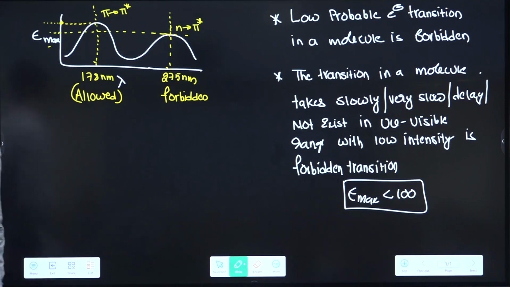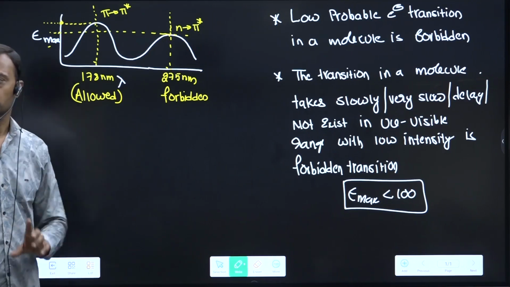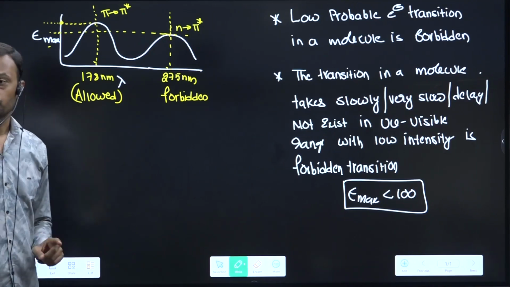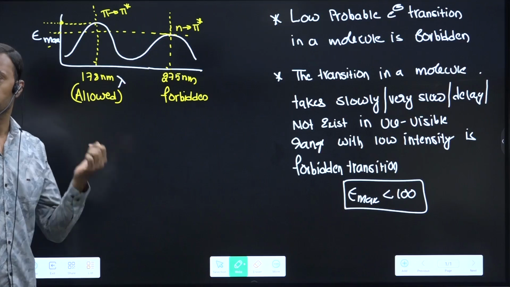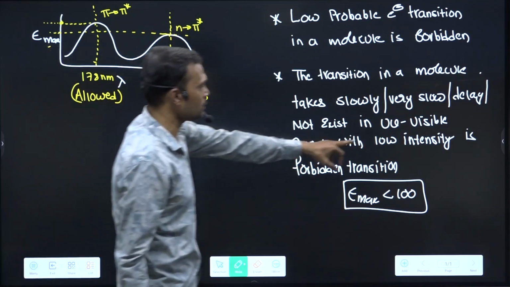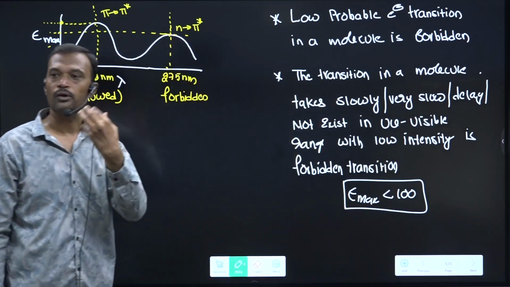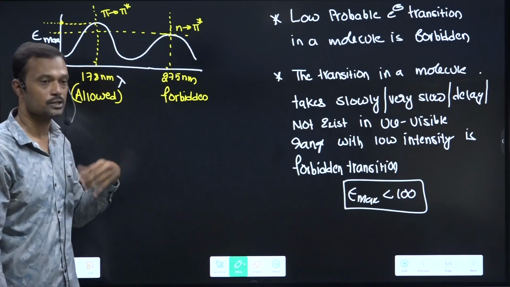So in a carbonyl compound, how many transitions are allowed? Only one. How many are forbidden? Only one. Which is the forbidden transition in a carbonyl compound? n to pi star. So that's why it has low intensity. Low intensity means the height is very small. Absorption is also very low. It will absorb this radiation very little.